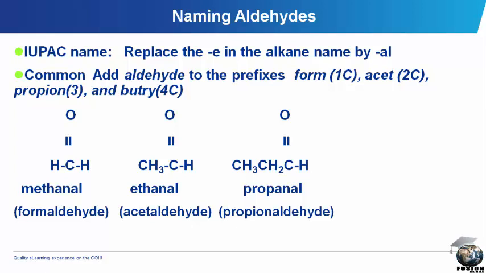Now, when it is 1, it is meth. When it is 2, it is eth. When it is 3, it is prop. When it is 4, it is but. When it is 5, it is pent. 6 is hex, and the likes like that. So for methanol, it is CH3OH.